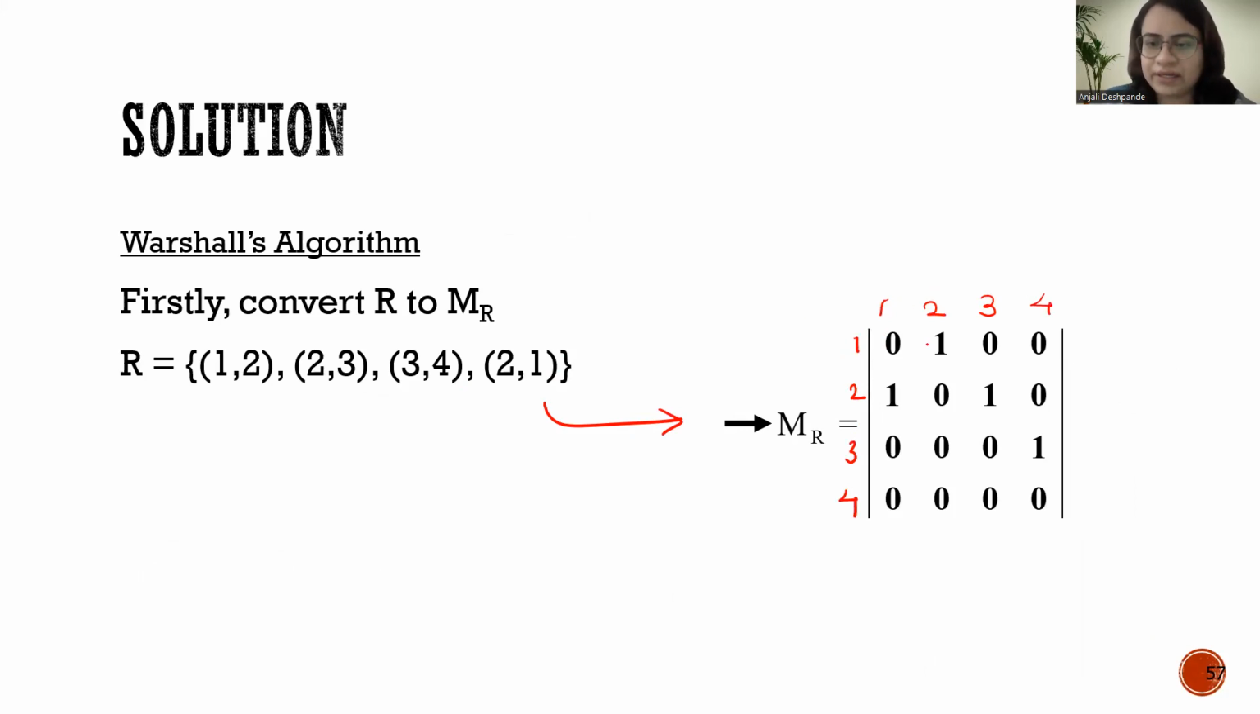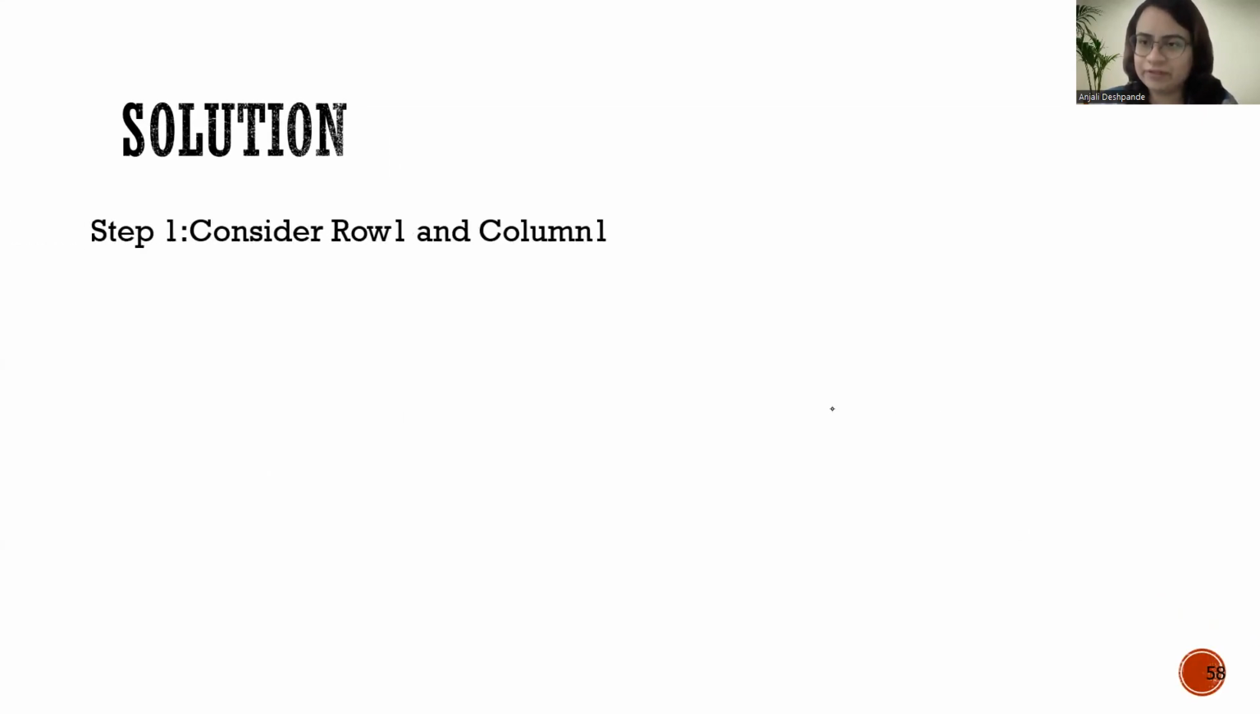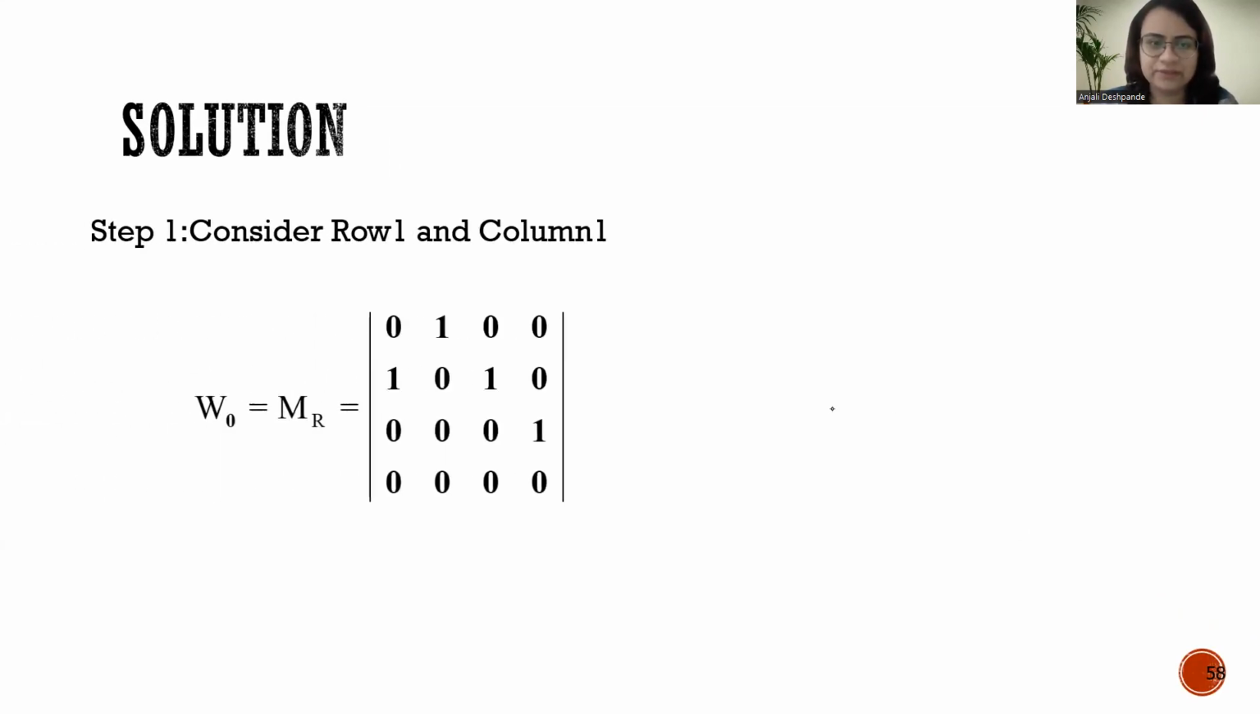Then we mark an entry as 1 if that particular tuple is present in the relation, like 1, 2, then 2, 3, 3, 4, and 2, 1. So I've marked them 1, other entries are marked as 0. So that is the first step. Next step is consider the first row and first column in relation matrix. So here, this is your W0. MR is nothing but your W0.